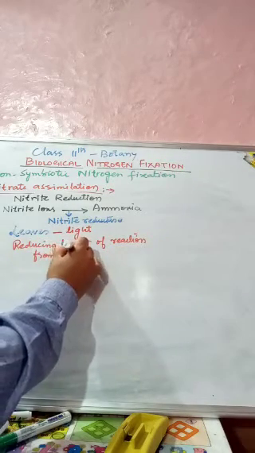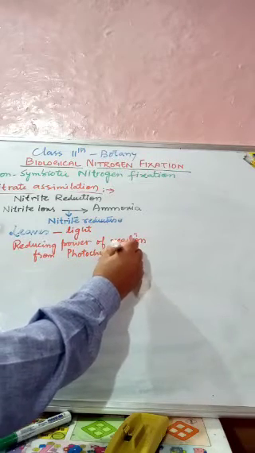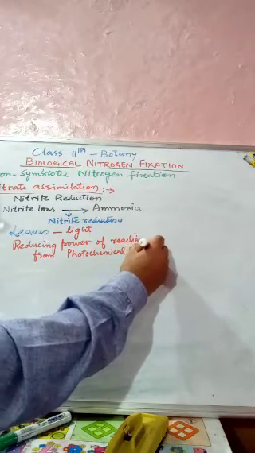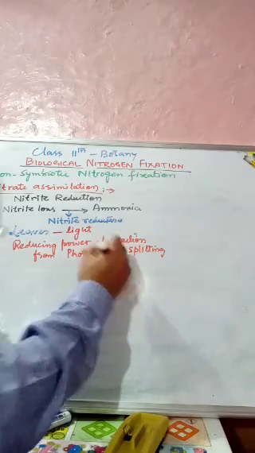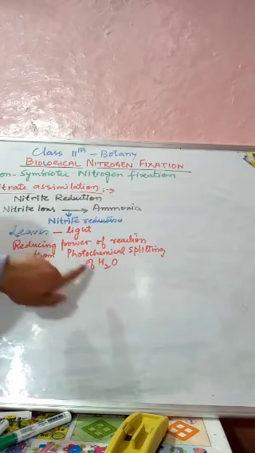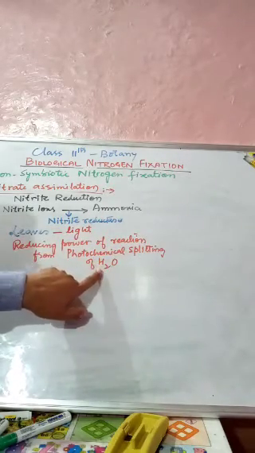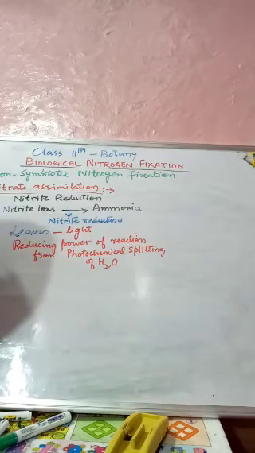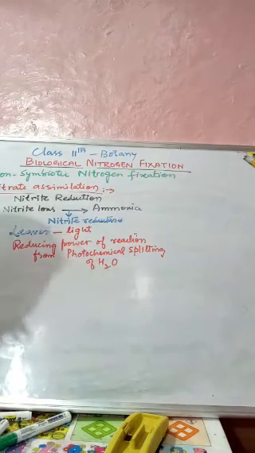photochemical splitting of water. When in the light this water in the leaves gets broken down, during this process the nitrite ion gets converted into ammonia.